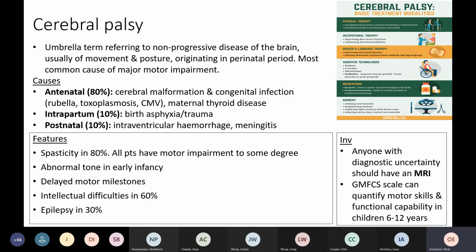So I think there can be a bit of confusion around cerebral palsy, because it's a term that encompasses a really wide range of things. It's basically any insult occurring in the perinatal period, around birth, that leads to a pathology, which is usually motor, and this usually causes spasticity.